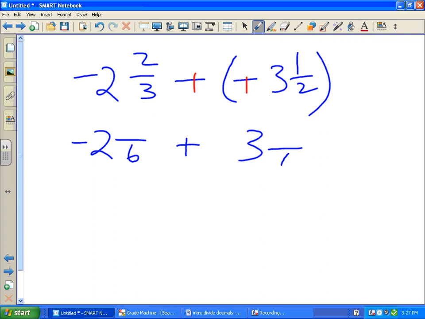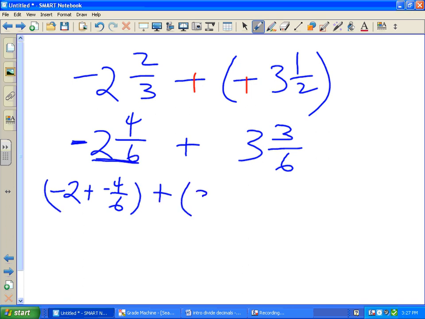So the common denominator is still 6, 2/3 is 4/6, and 1/2 is 3/6. From there, think of this as negative 2 add negative 4/6. Remember, this negative is for the entire value. And you're adding that to positive 3 plus 3/6.